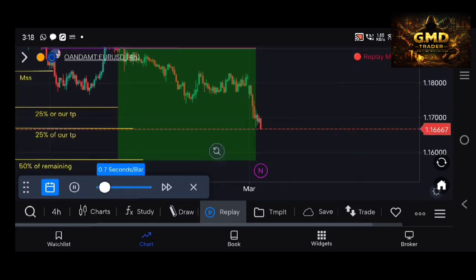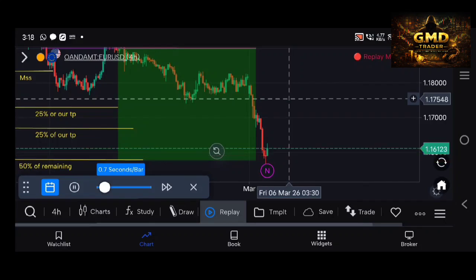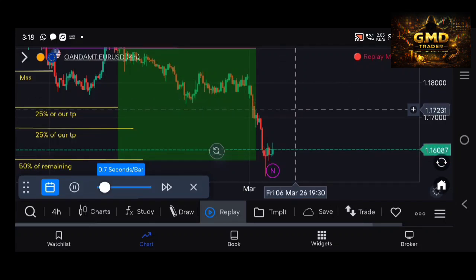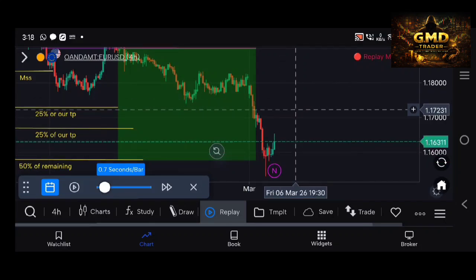So here we hit our first 25%, the second 25%, and the last also, because of news spikes over there.